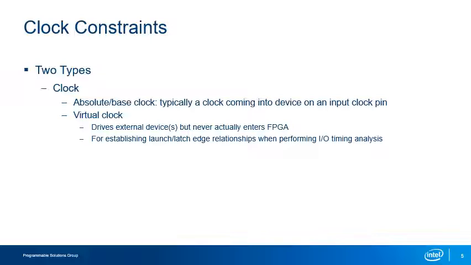A variant of a base clock is a virtual clock. A virtual clock is a clock that drives devices the FPGA communicates with, either on the FPGA's inputs or outputs, but never actually enters the FPGA device. However, a virtual clock's properties must be defined in the .sdc file in order to establish the correct launch/latch edge relationship for an I/O timing analysis. We'll look at virtual clocks in more detail in a moment.